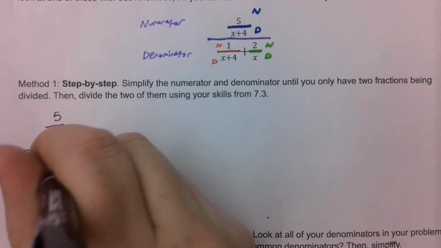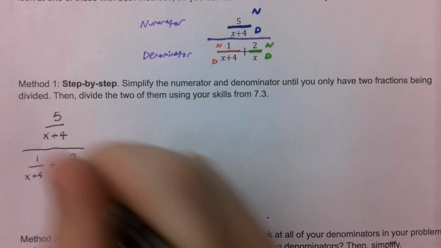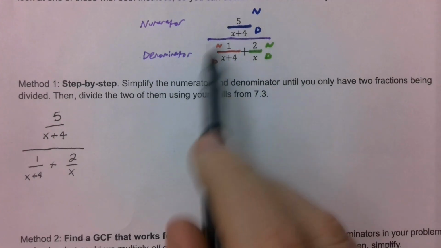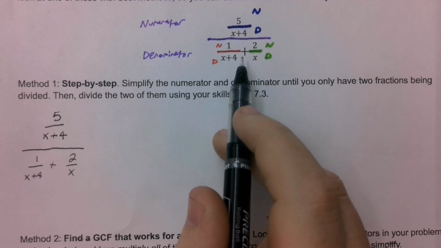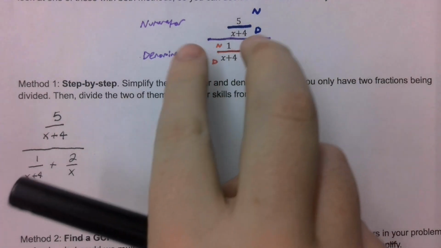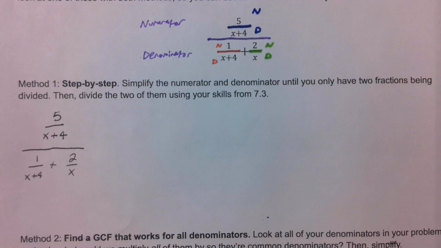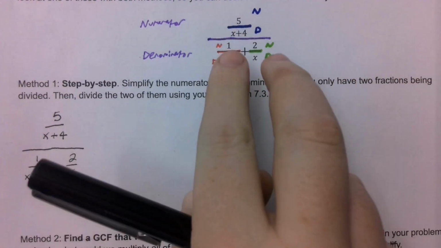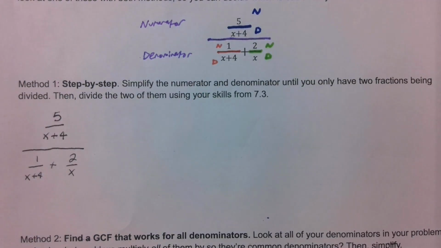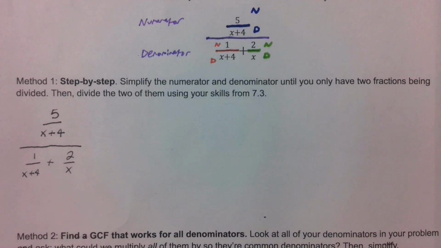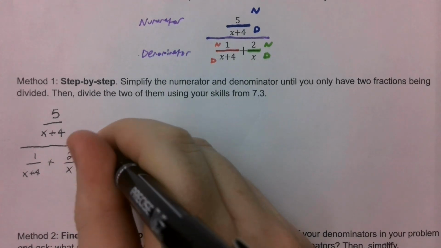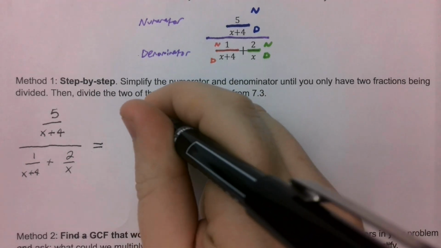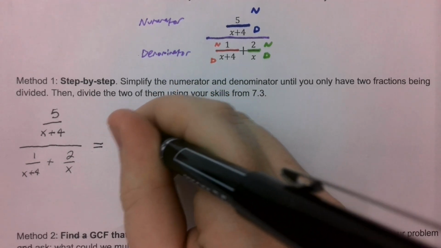The first step to this is recognizing that, hey, this denominator has an addition sign in it. If we could add these two together, it might not be super simplified, but it'll at least be a little more simplified. Your first step is to simplify your numerator and denominator until you have just two fractions being divided. So let's do it. To simplify this, we're looking to add together 1 over x plus 4 plus 2 over x.